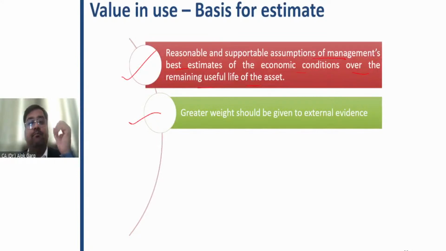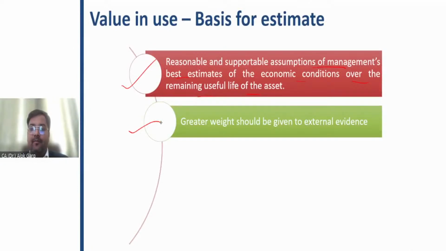For example, management is saying we will be able to generate cash from this asset in the next 10 years. But the technical valuer is saying that the life of the asset is, let's say, 8 years, right? In that case, you have to take the cash flow for 8 years, not for 10 years, right? Clear?